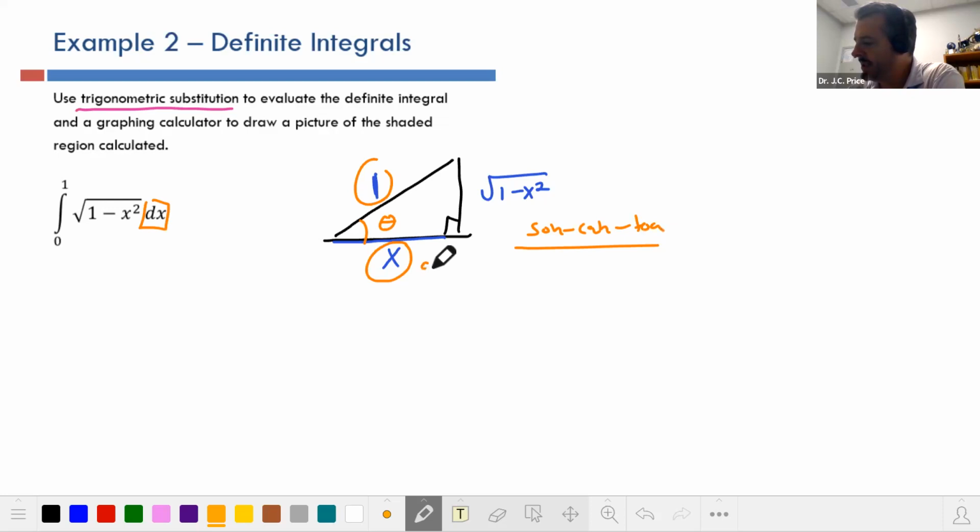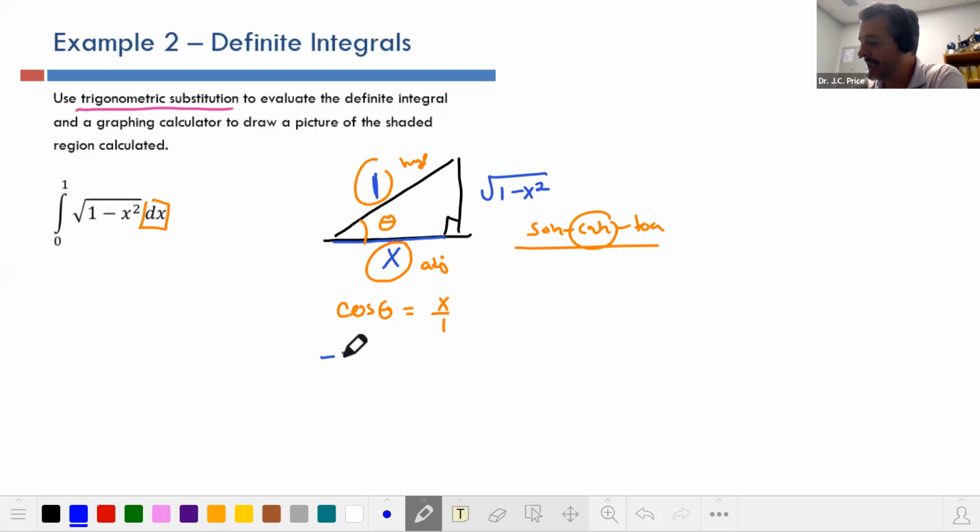And so this is the adjacent side to the angle, and this is the hypotenuse. And so I'm going to use the CAH. I know that the cosine of theta is equal to the adjacent over the hypotenuse, so x over 1. And so that gives me x, basically. So now I can take the derivative of both sides.